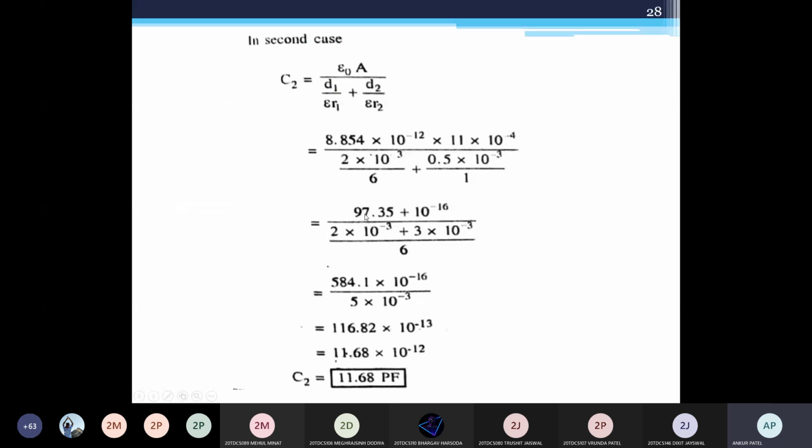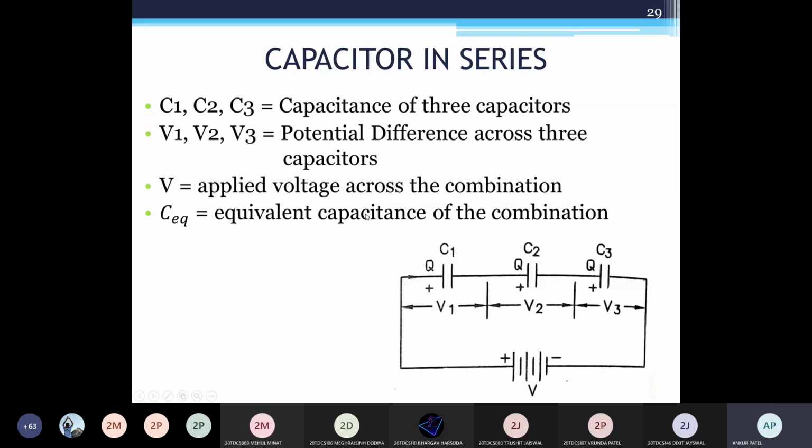Now, capacitors in series. We already derived resistance in series and resistance in parallel. Now in capacitors it is opposite. So when you have capacitor calculations, you need to consider whether a parallel connection or a series connection is given, and then your equation will become reversed. That we'll see.